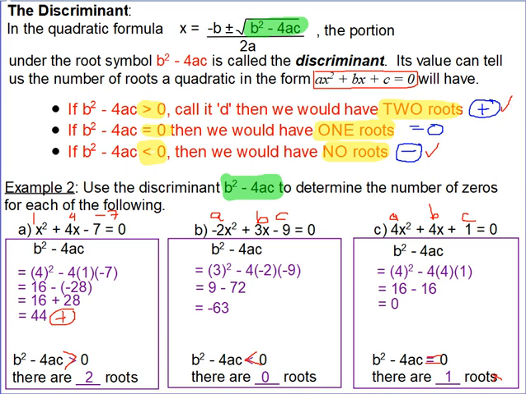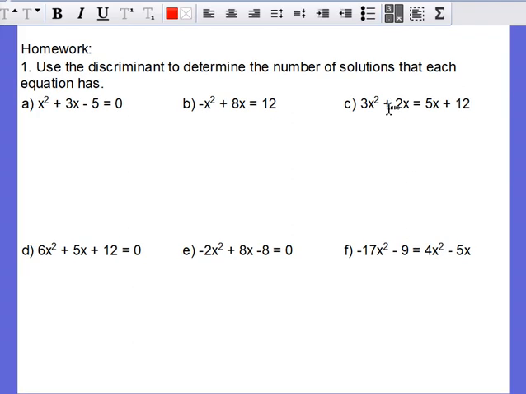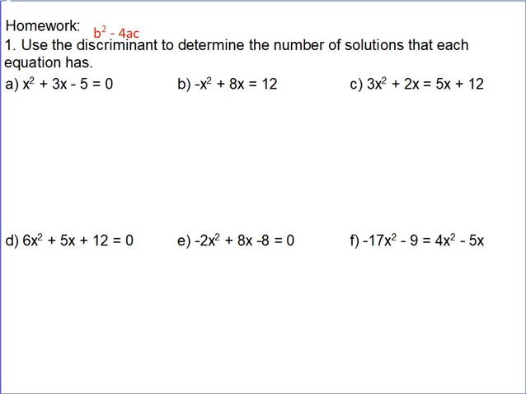Okay, so the homework. Some of the homework stems from here. It says use the discriminant, which we know is b squared minus 4ac, to determine the number of solutions that each equation has. So we're seeing exactly what we did in the previous example. Is it greater than 0? 2 solutions. Is it less than 0, like a negative number? 0 solutions. Or is it exactly 0, and that would mean 1 solution?